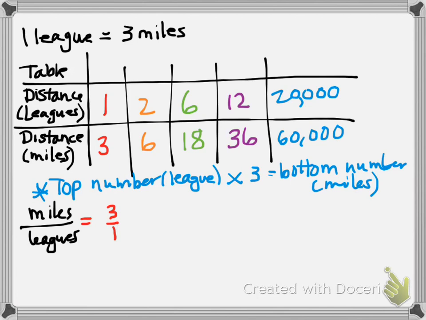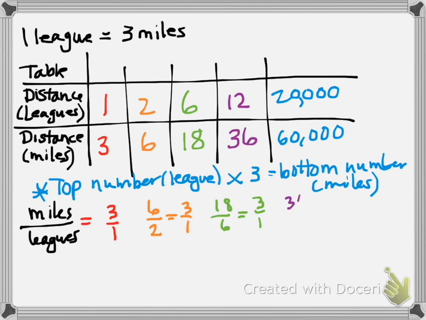Okay, so let's look at the second column. Miles over leagues. Can I simplify that? Yeah. And what does that become? 3 over 1. Okay. All right, let's take the next one. I have 18 to 6. And what happens when I simplify that one? It wouldn't be 6 over 3. It's like 3 over 1. Yeah, it'd be 6 over 2, which would then give us 3 over 1. Okay. And then, 3 over 1.